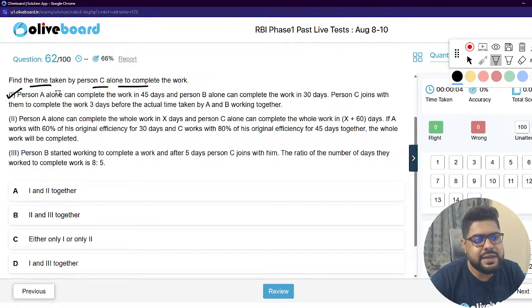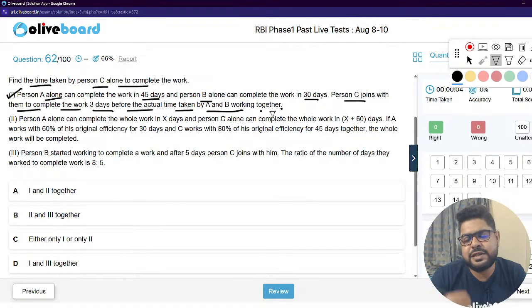First one, sir. Person A alone can complete in 45 days. B can complete in 30 days. C joins them to complete 3 days before the actual. That means C's efficiency I also know. A's efficiency I know from these days. Now time, if I know efficiency.